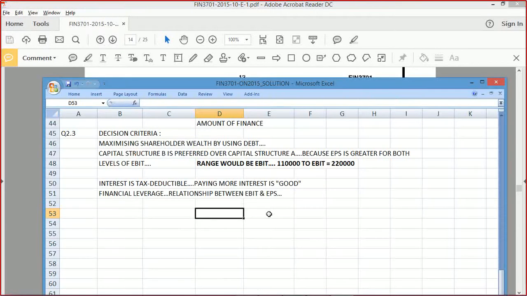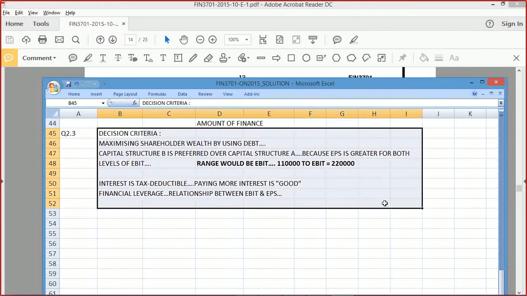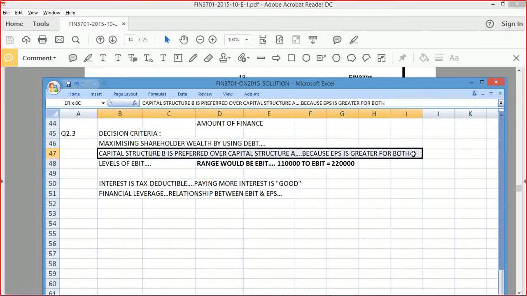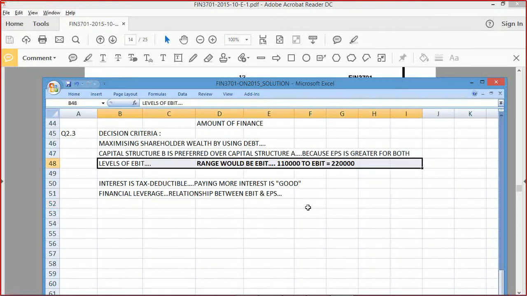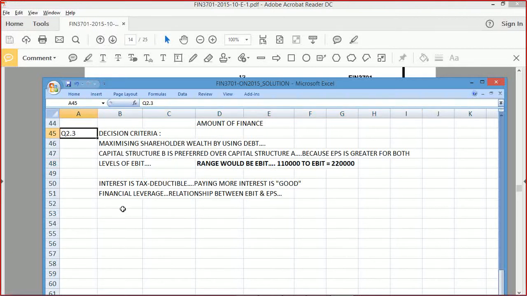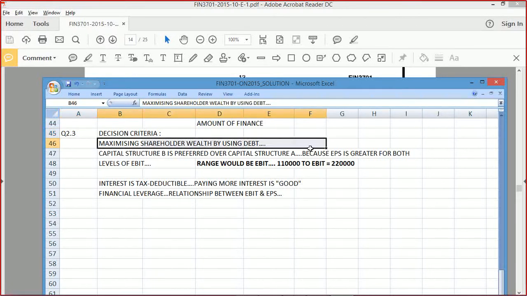So you just had to discuss this, maximizing shareholder wealth. How do we do that? We introduce debt. If I introduce debt, I raise the earnings per share, and I raise the EBIT. Both levels of EBIT would change. Raise EPS and raise EBIT. So we would want more EBIT, we would want more EPS, and we would want more debt. If we have all three things, that would generally increase the wealth for our shareholders.